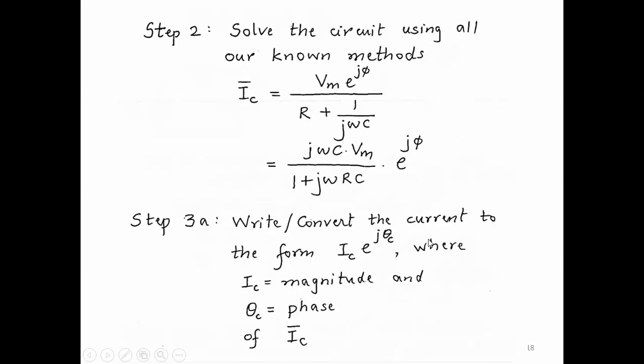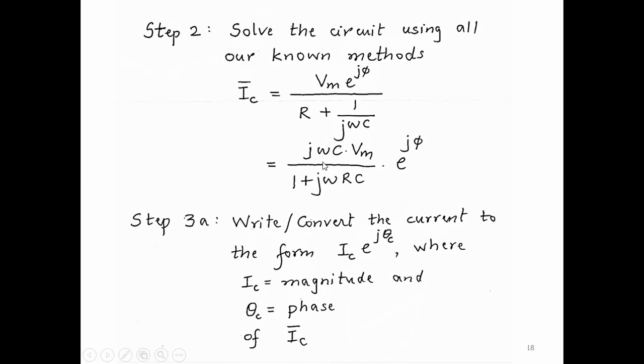So the current is the voltage source divided by the sum of the impedances, R plus 1 over j omega c. Then we bring the j omega c up and we get this form. So we found the current already. Just in 2 steps, we found the current, of course in the complex domain.